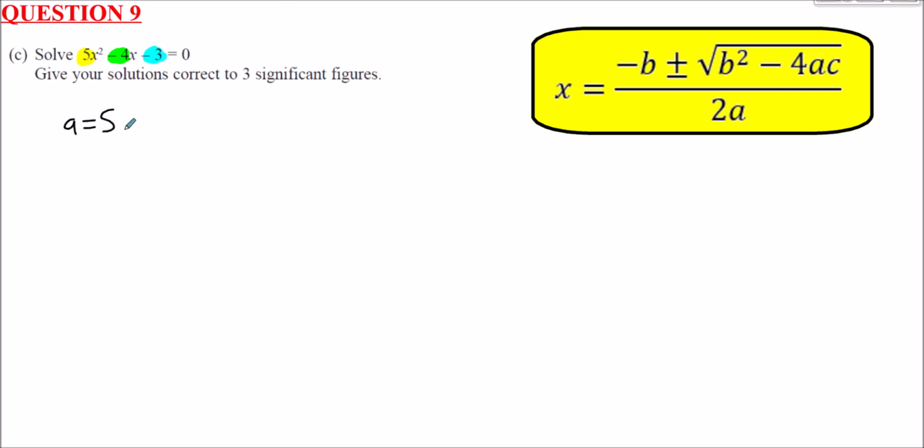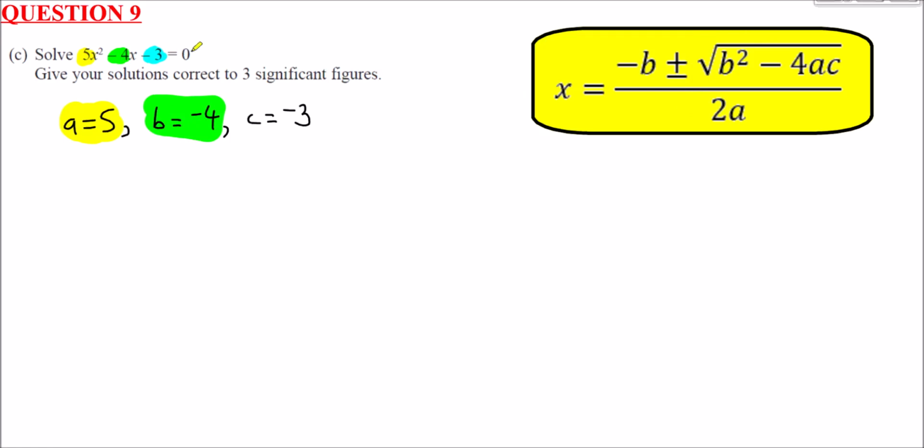A is 5, B is -4 and C is -3. Once we know that and have established it, we need to now just plug these numbers into this quadratic formula. By the way, this only works when all of this is equal to 0.